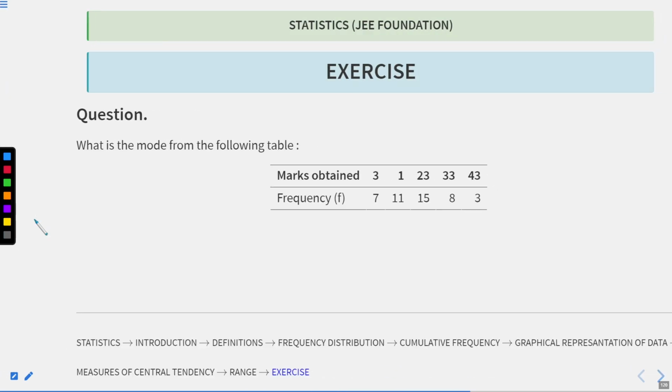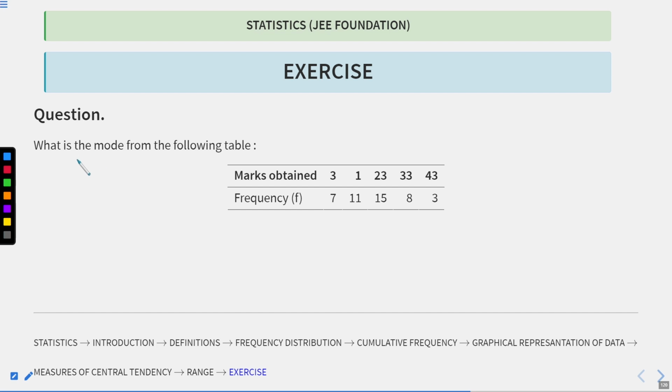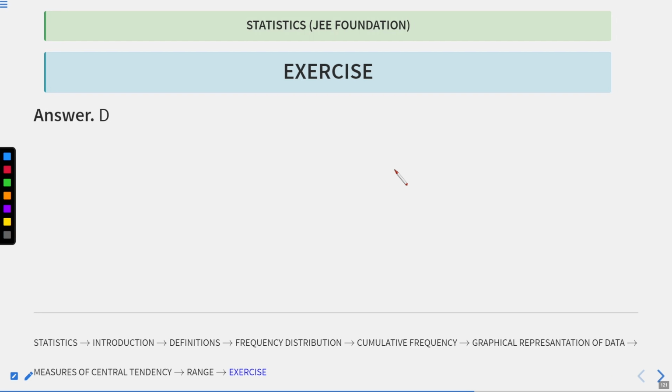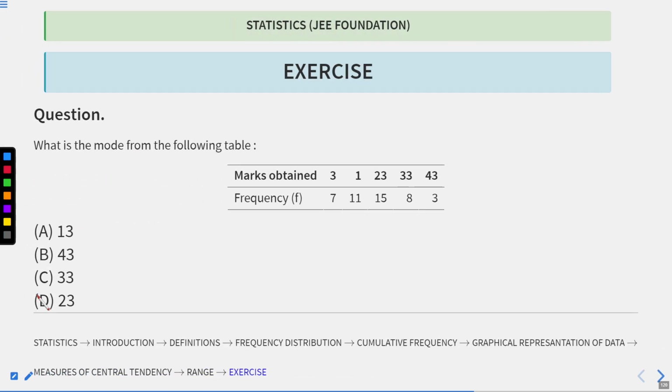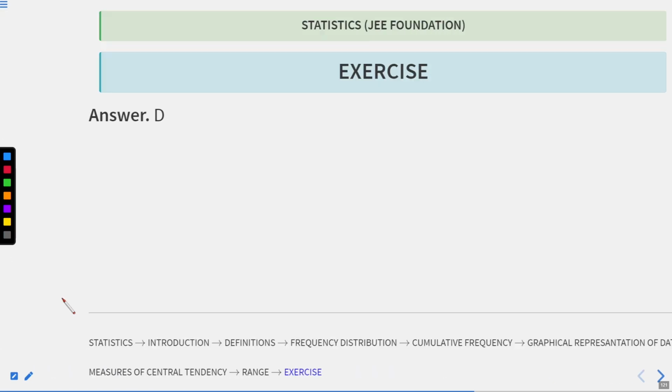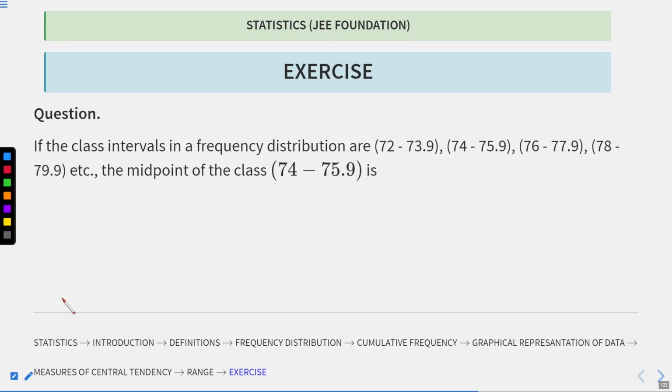Let's move to the next question. What is the mode? We have to find just the mode. The frequency table is already given, and if you observe this frequency table, the highest frequency is 15 and it is for the marks 23. So this will be my mode. So the mode is 23. So option D is correct.